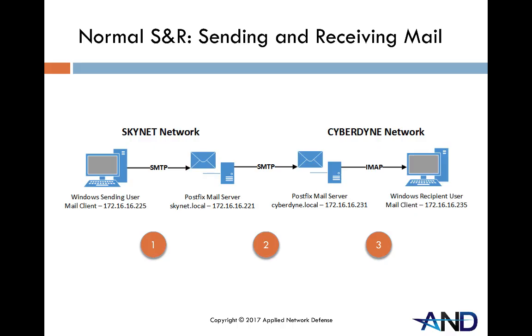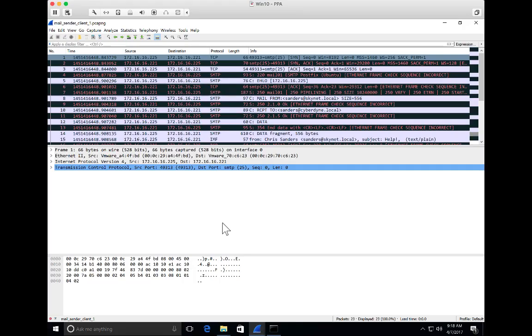So first up, let's start with step one here. This is when the user sitting at the terminal at 172.16.16.225 has decided they want to send an email. So they open up their email client, they type it up, and hit the send button. And that's where we're going to start our capture from. Our first capture was taken from the sending device. So we're going to take a look at that and examine what that message looks like as it's being sent to the local postfix mail server for Skynet.local, the Skynet network, at 172.16.16.221.